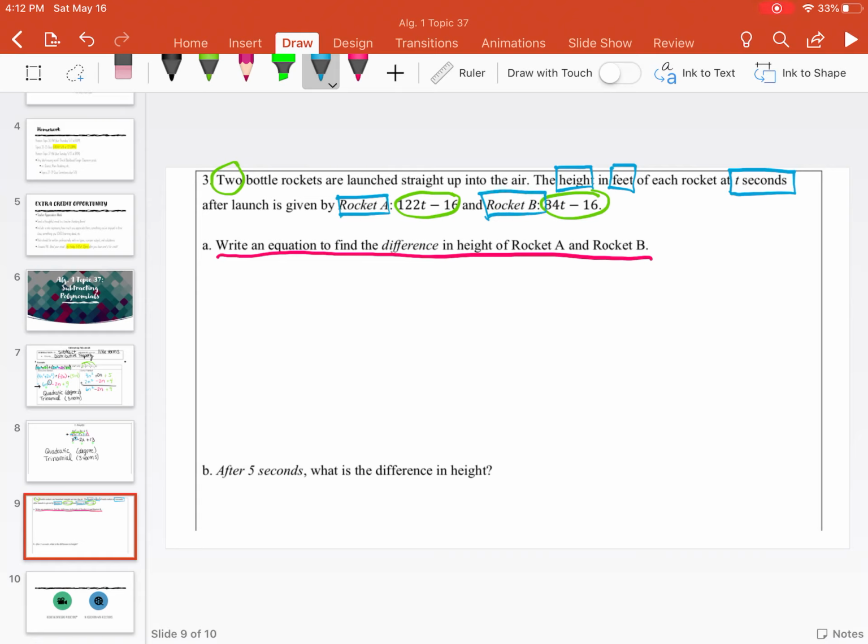Now we're asked to write an equation to find the difference. And difference tells us that we're dealing with subtraction. So, for our equation, we're asked to find the difference in height specifically. And our unit is time. So h of t tells us the height after a certain amount of time has passed. And that's by taking the difference of rocket A and subtracting rocket B.